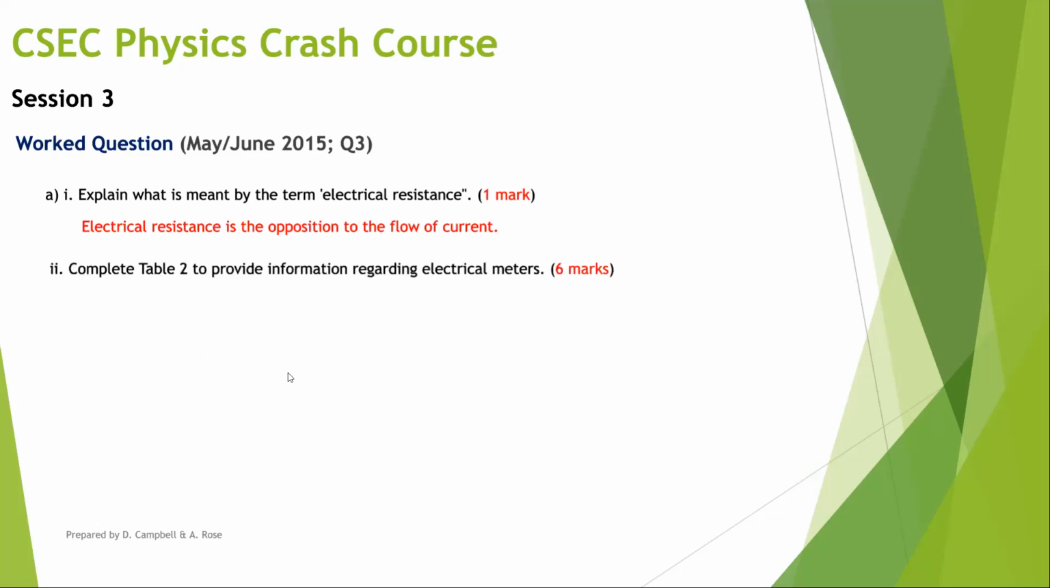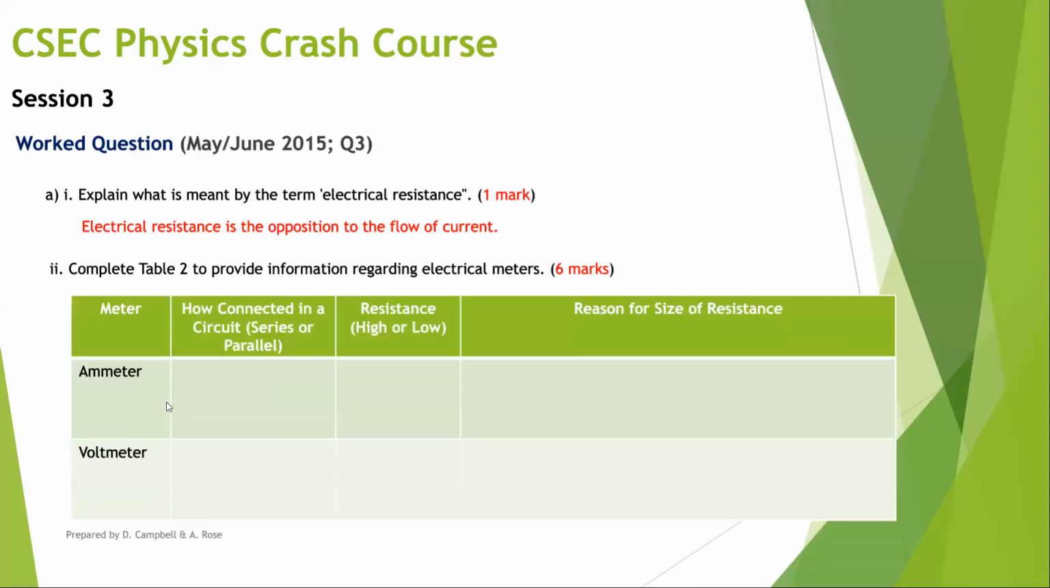And then the next section is based on electrical meters, which Mr. Campbell just took us through in great detail. So we need to complete the table to provide information regarding different types of electrical meters, the ammeter and the voltmeter. So there's a column for filling in how these devices should be connected, whether in series or parallel. There is one for whether the resistance should be high or low. And the final column is for us to state the reason for the size of the resistance.